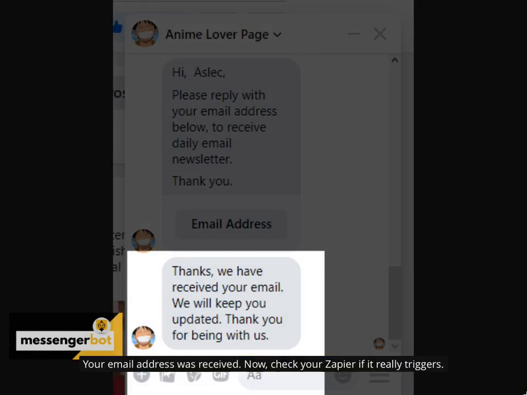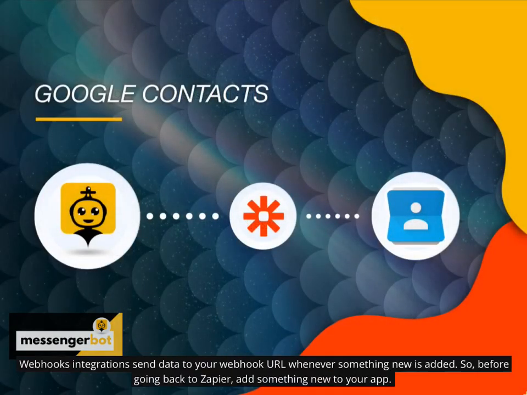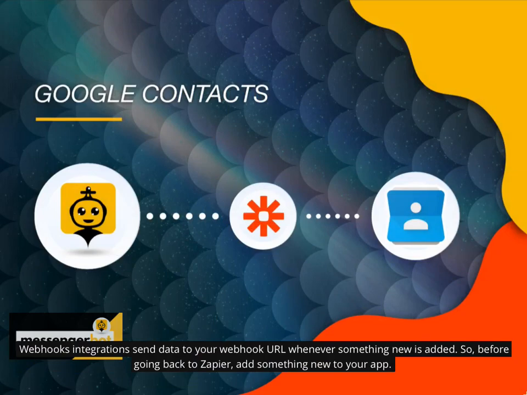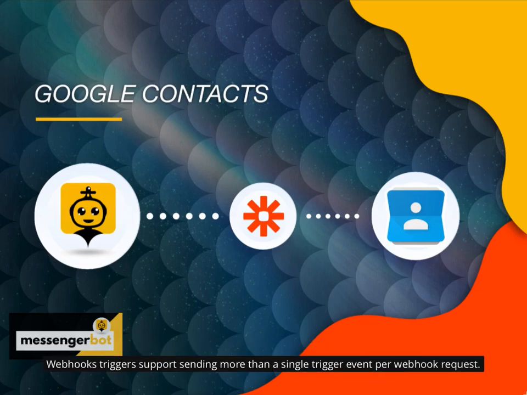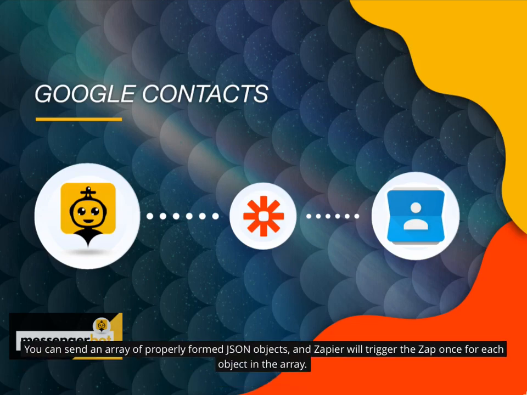Now, check your Zapier to see if it really triggers. Webhook integrations send data to your Webhook URL whenever something new is added. So, before going back to Zapier, add something new to your app. Webhook triggers support sending more than a single trigger event per webhook request. You can send an array of properly formed JSON objects, and Zapier will trigger the zap once for each object in the array.